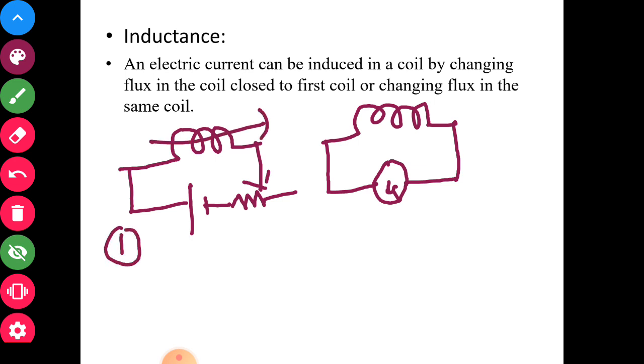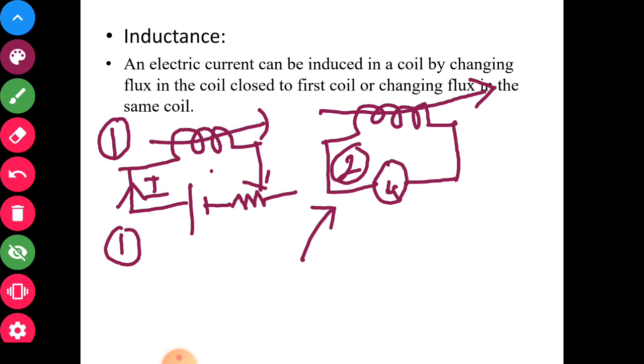Okay, now by increasing or decreasing the electric current in this first coil, try to understand, you are changing the flux of the first coil by changing the current. Some magnetic field lines are already associated with this because of the current which is passing through the first coil. Now what you are doing, you are increasing or decreasing the current in the first coil. So the flux associated with this second coil will also change.